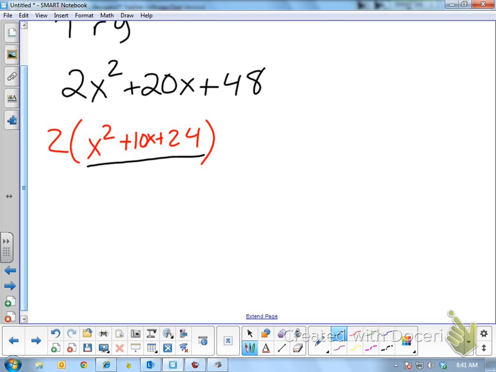So we have 3 terms. What had to happen with the last term? We needed 2 numbers that did something to make 24. That times to make 24. We need numbers that multiply.